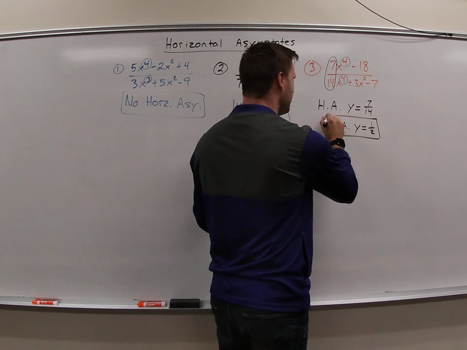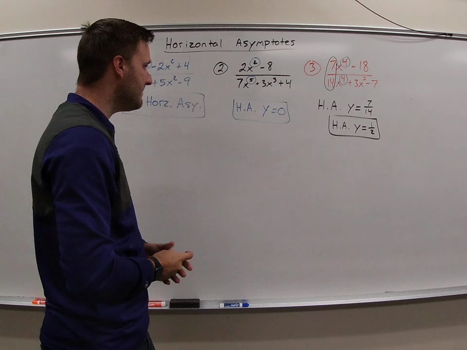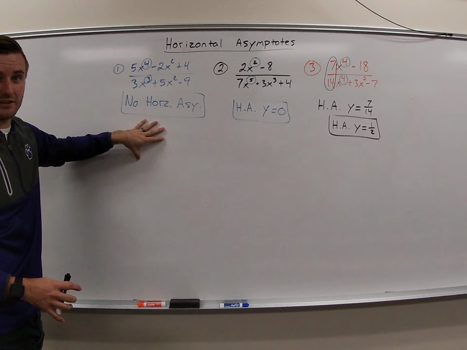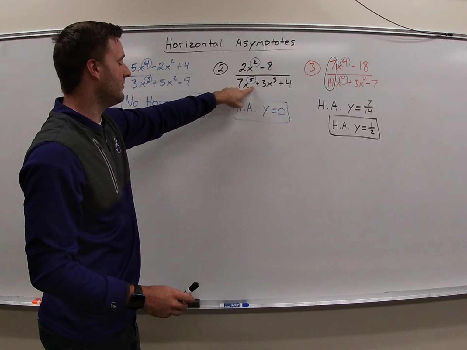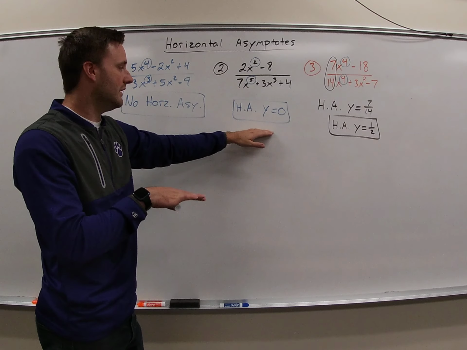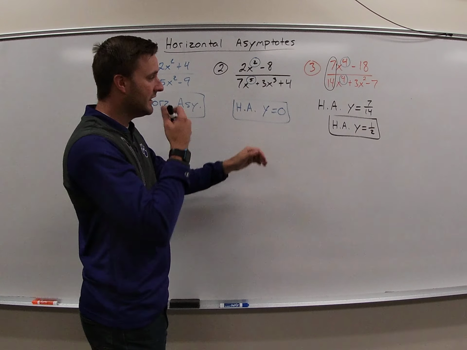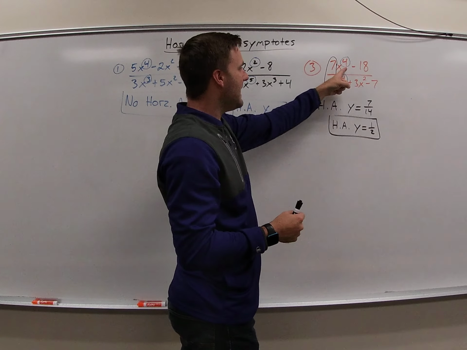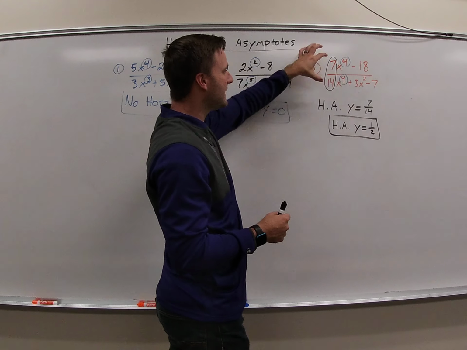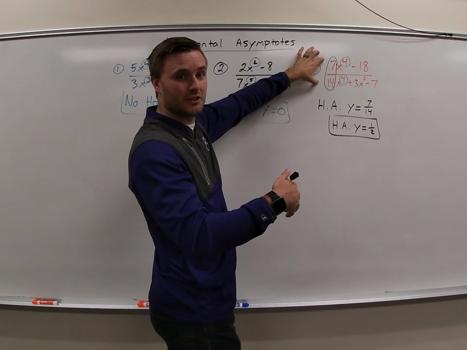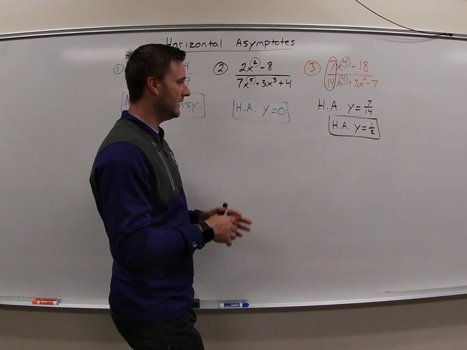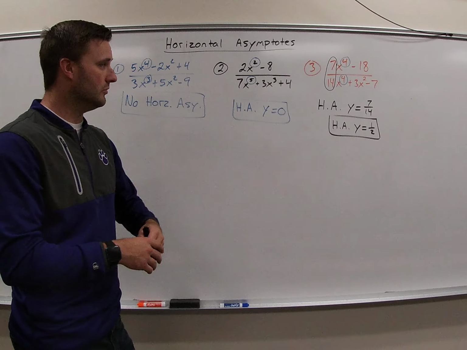And that'll happen every time. So there are 3 cases. 1, if the higher exponent is in the top of our fraction, then there's no horizontal asymptote. If the higher exponent's in the bottom of our fraction, then we have a horizontal asymptote on the x-axis, which is the equation y equals 0. And then if the highest exponents are the same in the top and the bottom, then we look at the leading coefficients, the numbers attached to those variables. We write that as a fraction, so in this case 7 over 14, which reduces to 1/2.